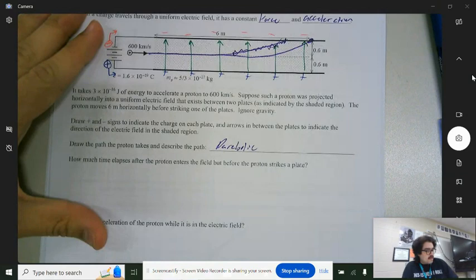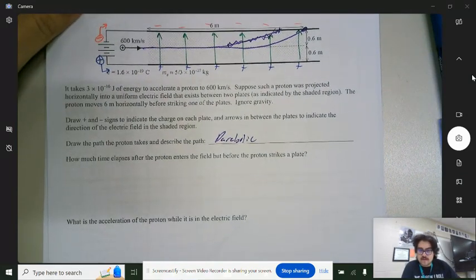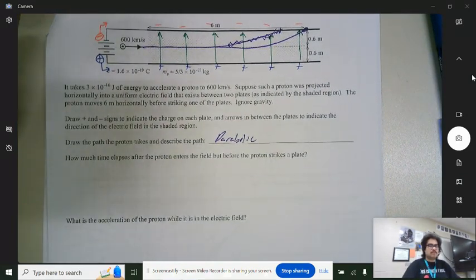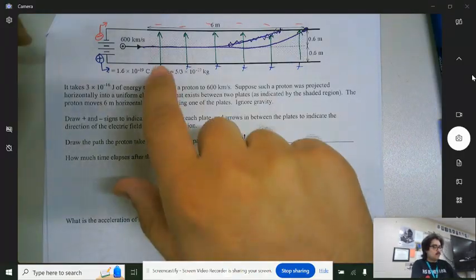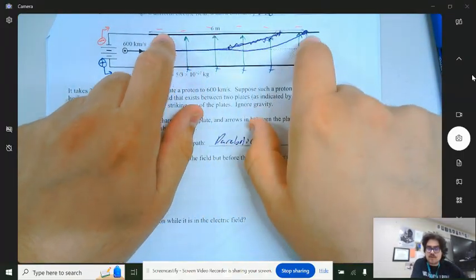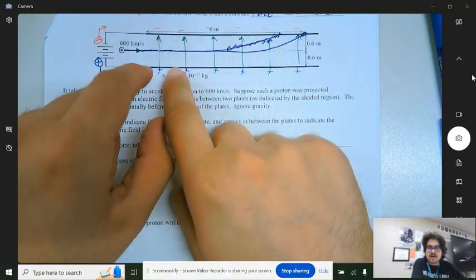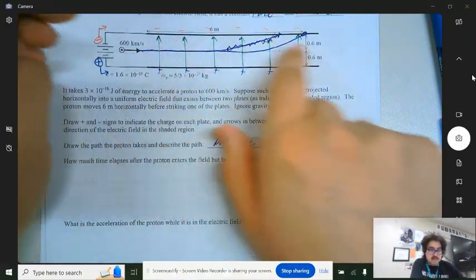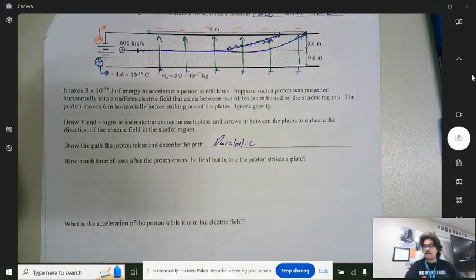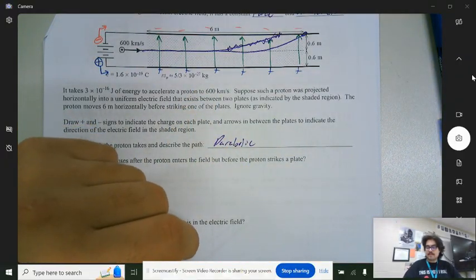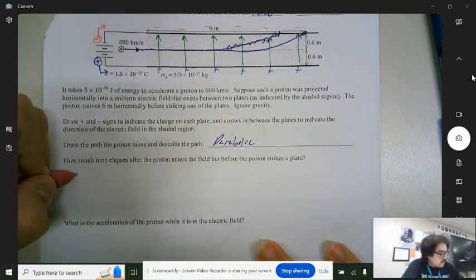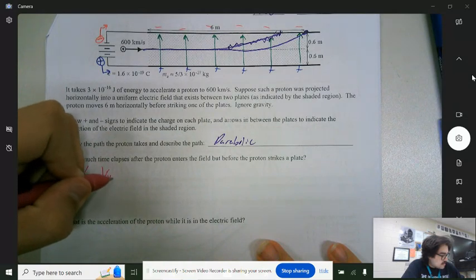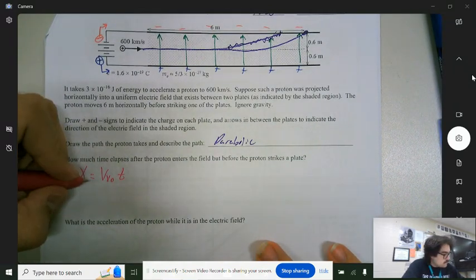Okay, how much time elapses after the proton enters the field but before the proton strikes a plate? Does it tell us how long it takes? Well, we need to figure out how much time passes, right? Well, we know that if the projectile goes 6 meters horizontally and has a constant velocity, there's no forces in the x direction affecting it, then we can figure out the time it's there based upon the distance it goes. So if we just take x equals vx0 times t.